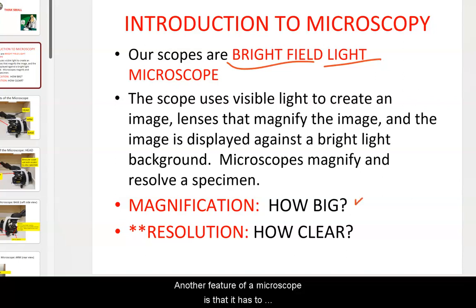Another feature of a microscope is that it has to not only enlarge the specimen, but it has to resolve it, meaning it has to make it clear and sharp. This is called resolution. So a good microscope will not only have good magnification, but it will also have good resolution.